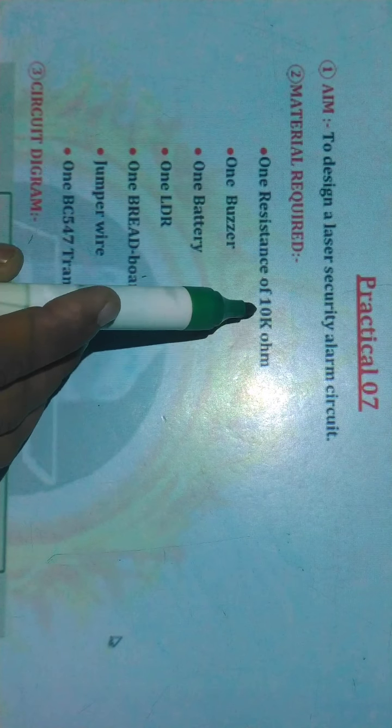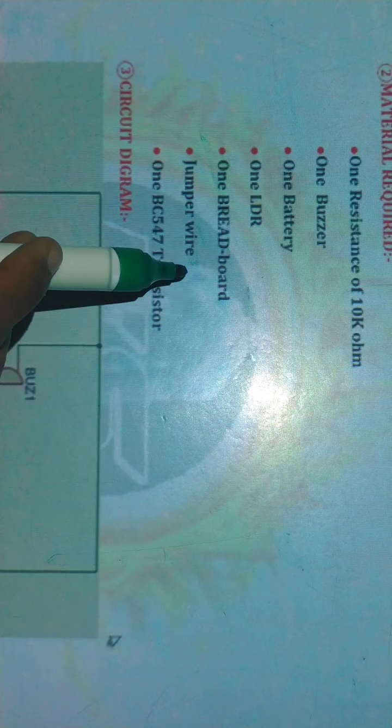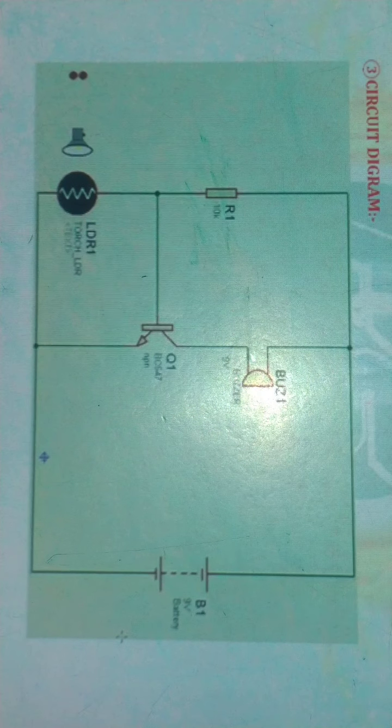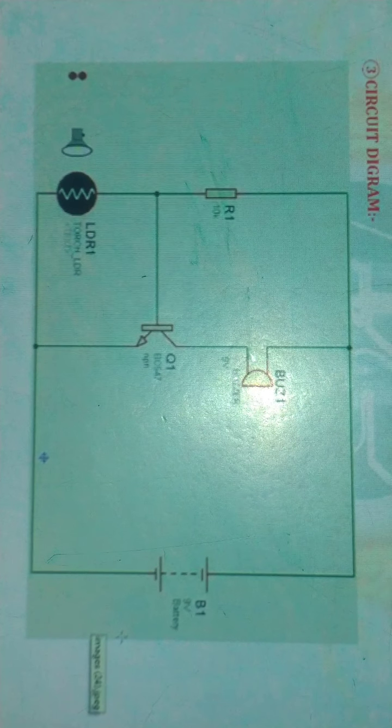So what are the components or materials which we use in this circuit? First, one resistance of 10k ohm, one buzzer, one battery, one LDR, that is light dependent resistor, one breadboard, jumper wires if you need, and one BC547 transistor. Let us move towards our circuit diagram and see the arrangement of this circuit.